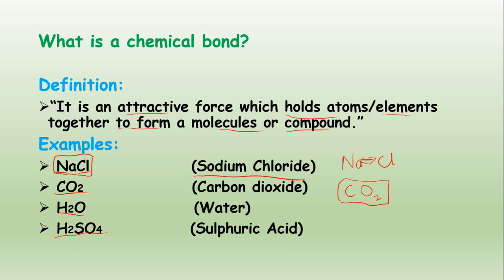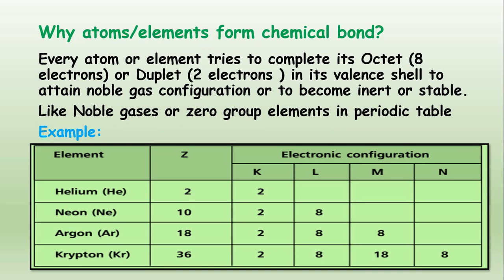Now let's look at the next slide, why a chemical bond is very necessary for the elements or atoms. This was also a question in the past papers. Why do atoms or elements form chemical bonds? There are basically two reasons for that. Number 1 is that every element tries to complete its octet. Octet means they have 8 electrons in the outermost shell, then duplet or 2 electrons in its valence shell. Every element tries to complete its octet or duplet, right?